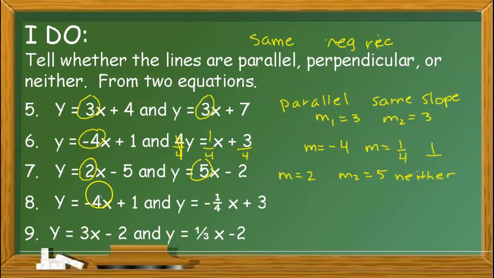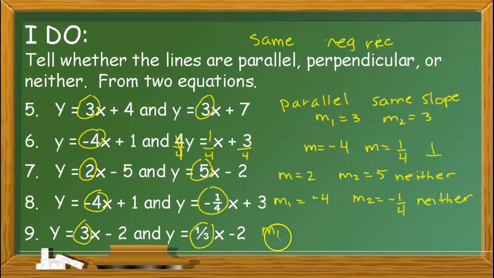Okay. Next one. So the first slope is -4. Your second slope is a -1/4. So what do you think it is? I hope you didn't fall for the trap, because they're not negative reciprocals. These are not the opposite signs. They're not the same either. This is neither. So be careful.